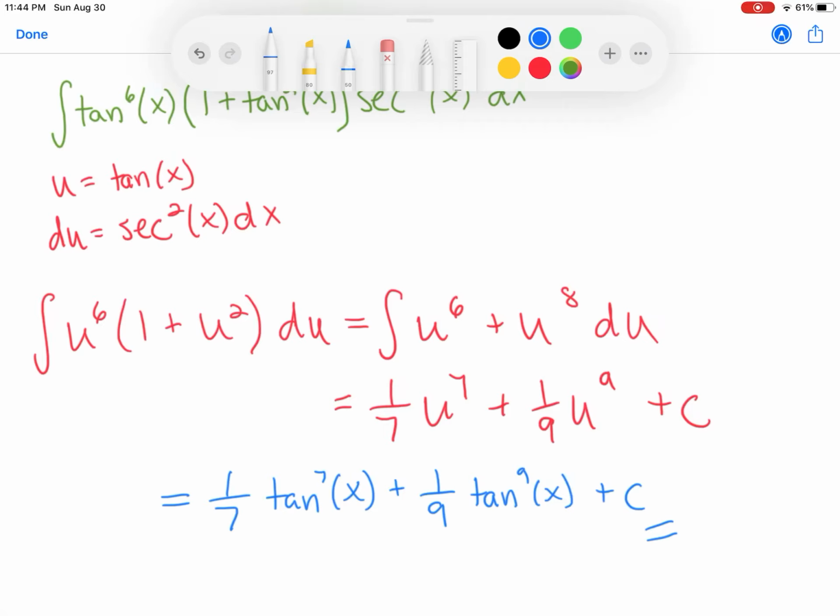And that's our final answer, guys. So it's not too terrible. Like I said, these are kind of fun once you get the hang of it and realize you can use your identities to your advantage. It becomes kind of fun, I promise.